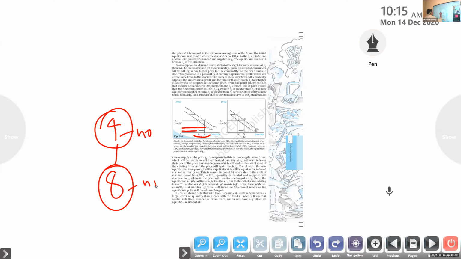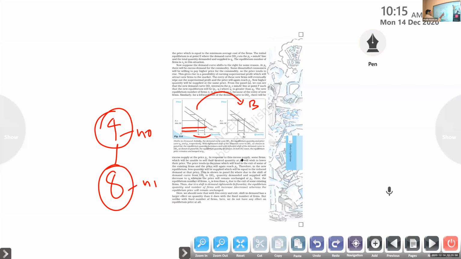So in this condition, we are moving to the second panel, panel B. Here, new firms came into the scene. As a result, supply increased and price decreased. Now coming to panel B, the new demand curve DD2: there will be excess supply at the price P0. In response to the excess supply, some firms will be unable to sell their decided quantity at P0.